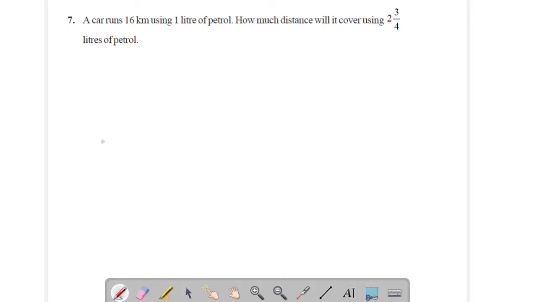Now come to question number 7. A car runs 16 km using 1 liter of petrol. How much distance will it cover using 2/3/4 liters of petrol? See the solution.